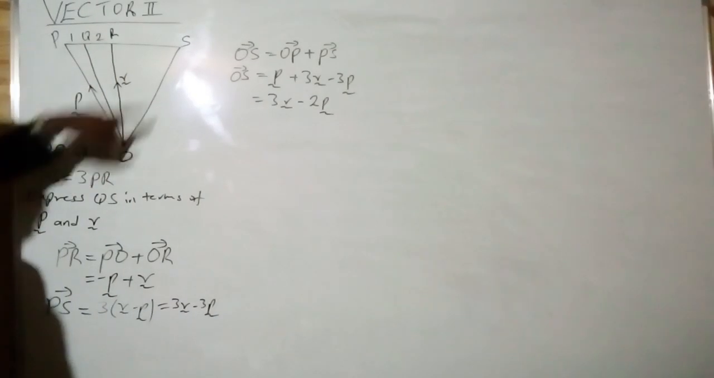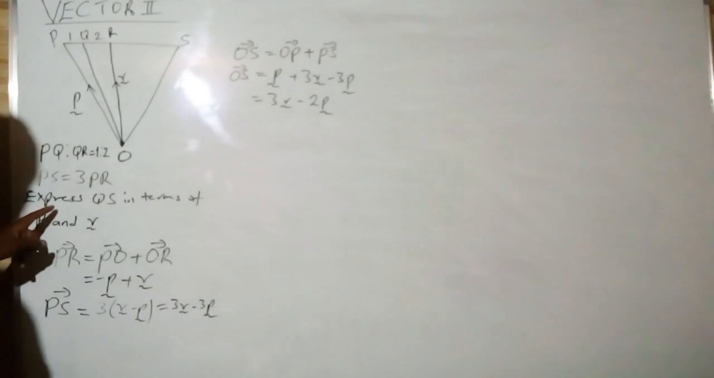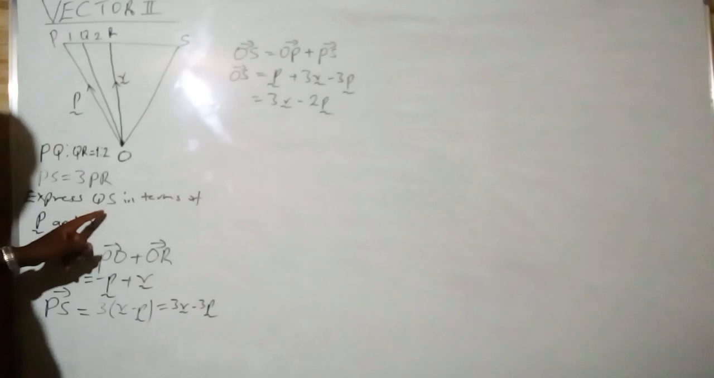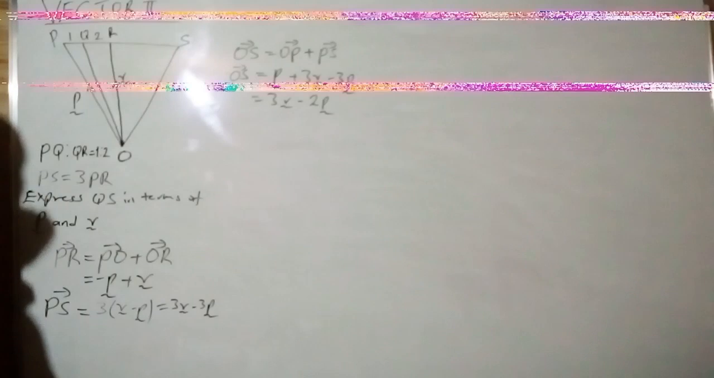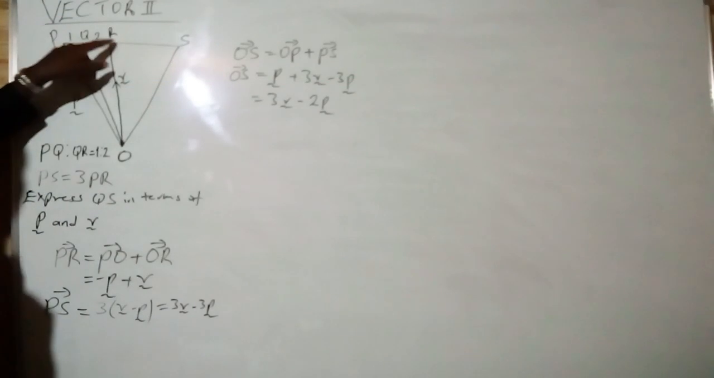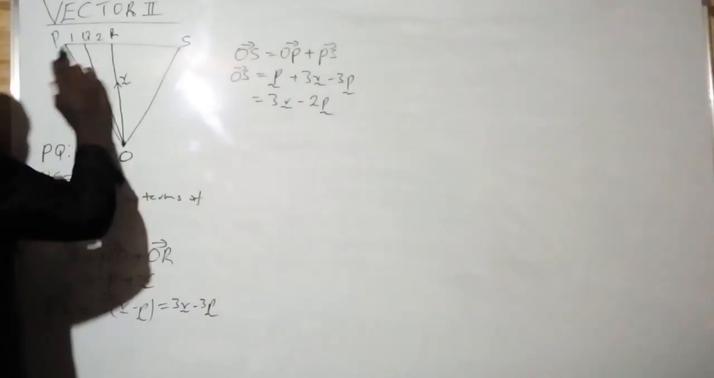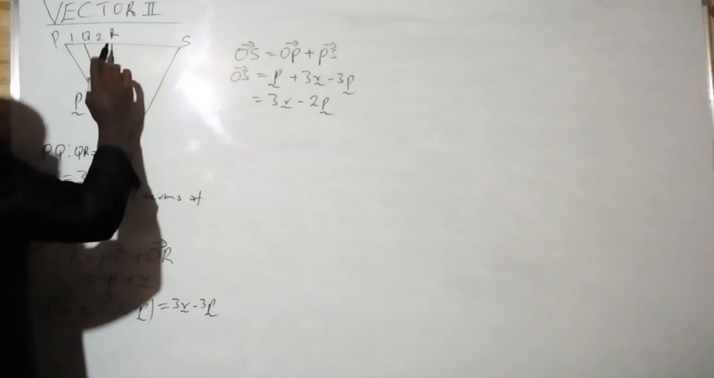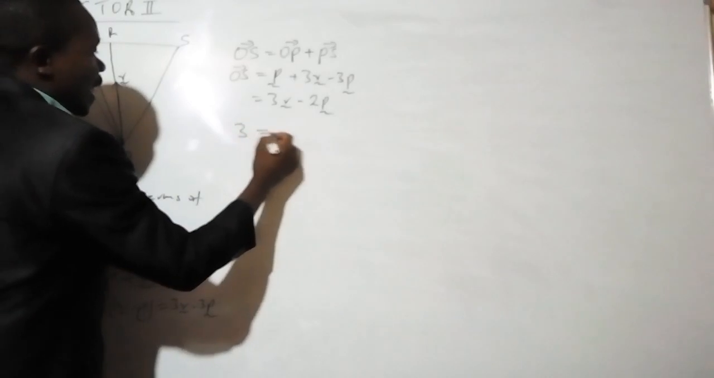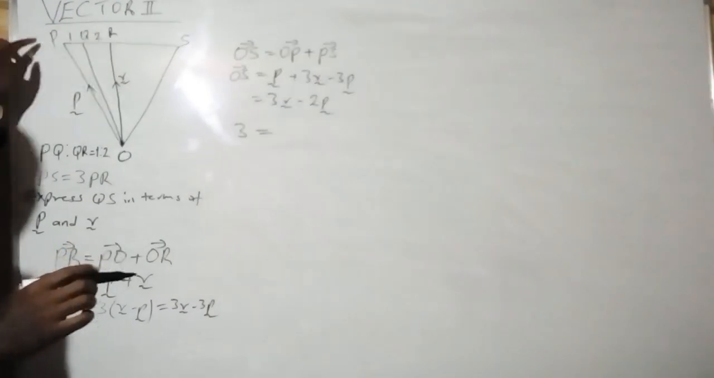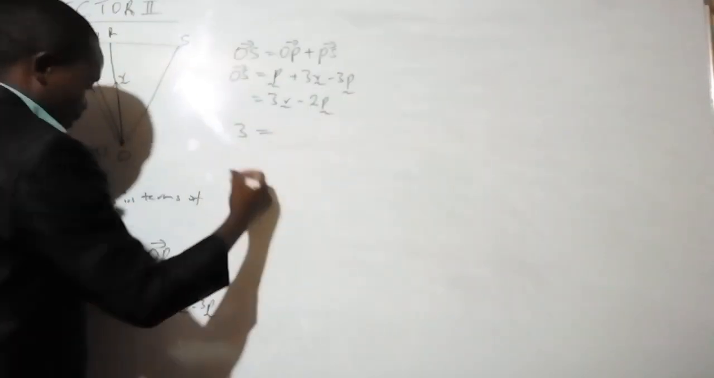That is our OS. But the examiner wanted us to get QS. We express QS in terms of P and R. We know PR. PR will be told that the ratio is 1:2. You have the ratios 1 plus 2 is 3. You can say 3 is equal to PR, which in terms of vector is vector R minus vector P.